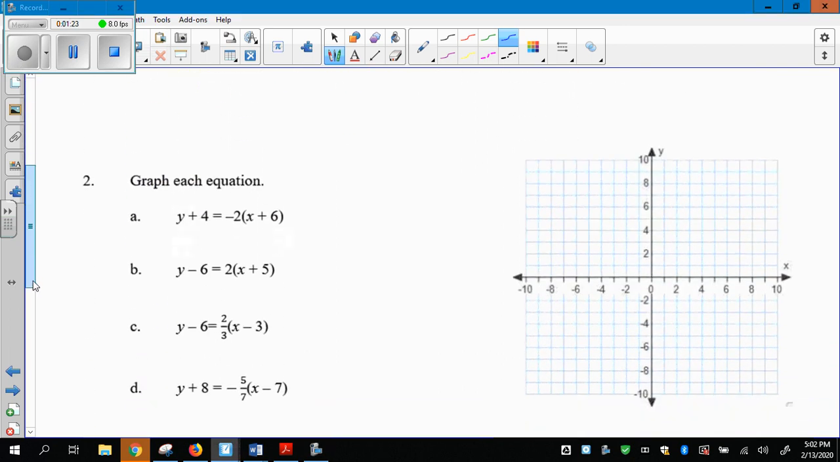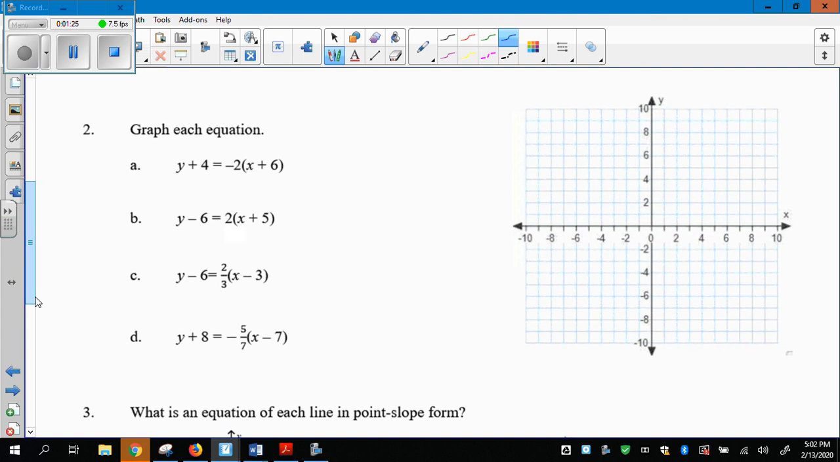Okay? And to graph an equation in point-slope form like this, what we have to do is identify the point that's being used to make the equation. That comes from this spot here and this spot here.